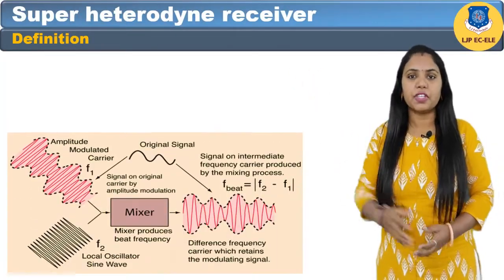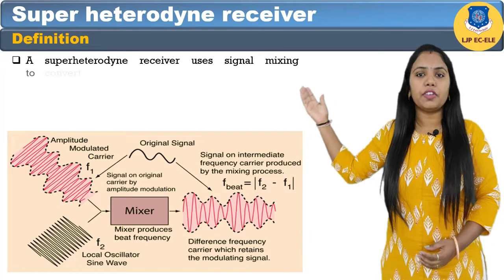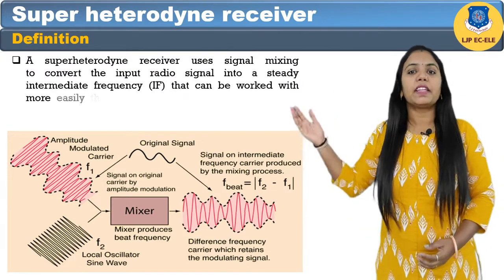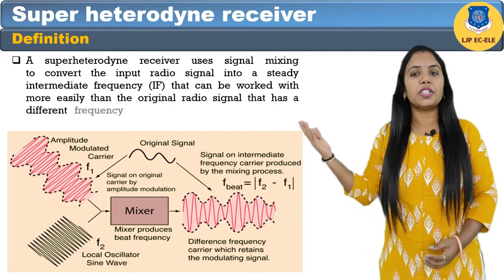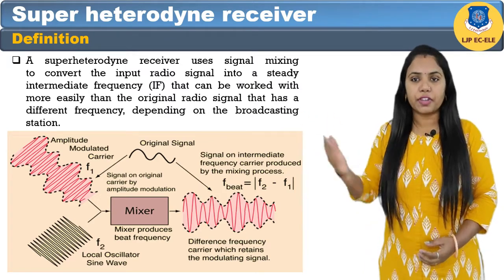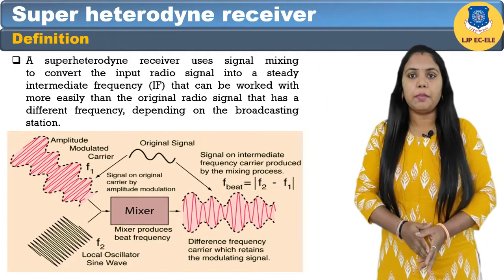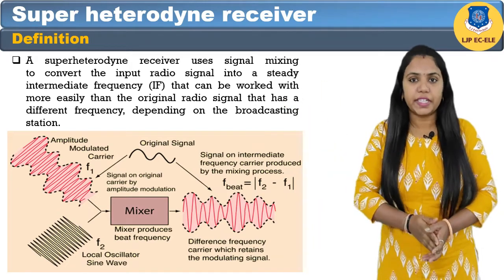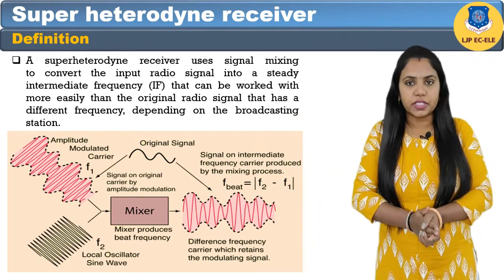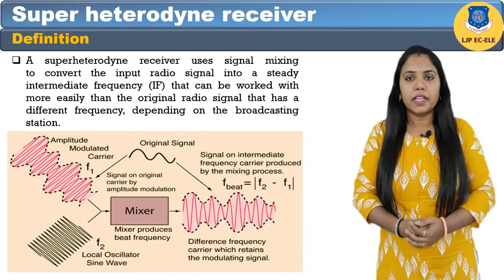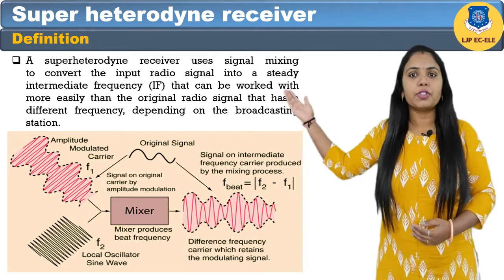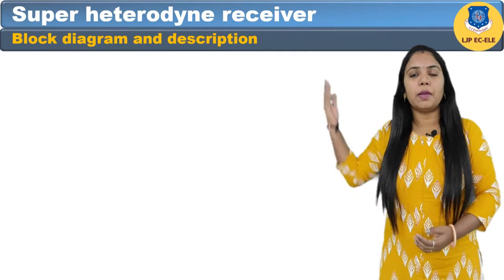A super heterodyne receiver uses signal mixing to convert the input radio signal into a steady intermediate frequency that can be worked with more easily than the original radio signal that has a different frequency. The IF signal is then amplified by a strip of IF amplifiers and then fed into a detector that outputs the audio signal into an audio amplifier that powers the speaker. In this video, we will learn about working of a super heterodyne AM receiver, or superhet for short, with the help of block diagram.